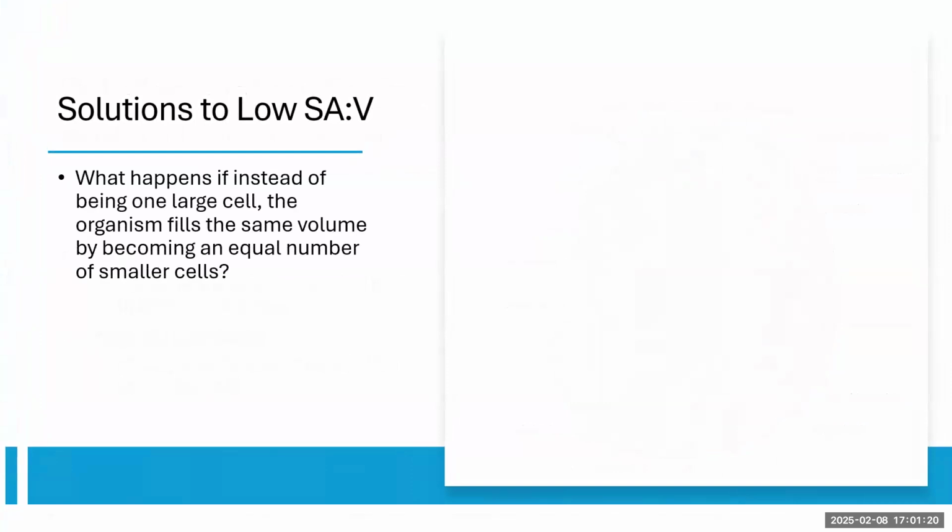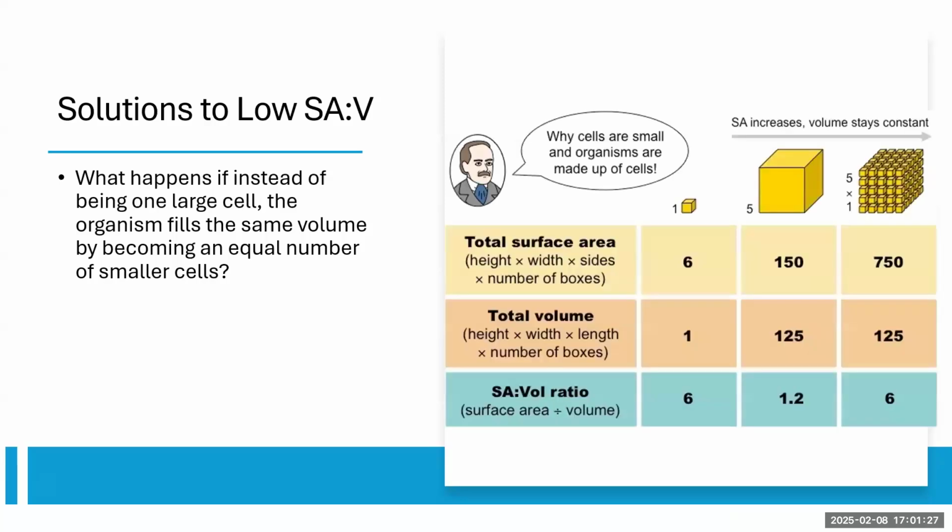One thing that they can do is, instead of having one large cell that fills up a particular volume, what happens if that cell is made up of an equal number of much smaller cells? Say, for example, we have a cell and each side is 1 micrometer. The length, the breadth, and the height is 1 micrometer. And it grows into a single cell which is 5 micrometers in length, breadth, and height. When we look at the surface area to volume ratio, we realize that it decreases from 6 to 1.2.